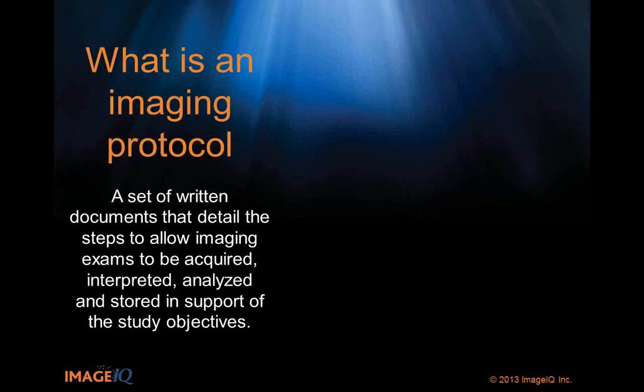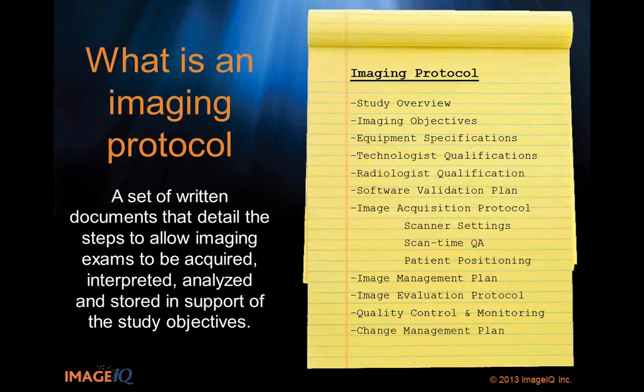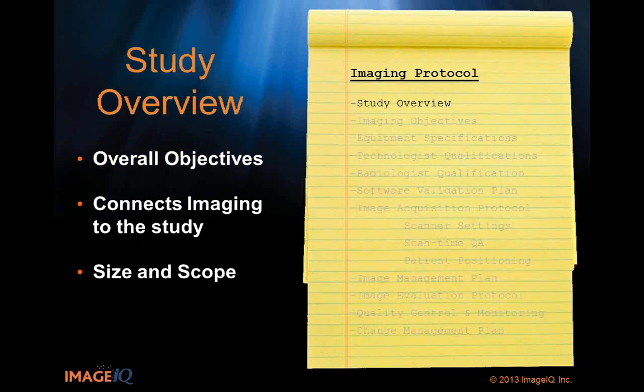If we look at what an imaging protocol is, we start with a set of written documents. We want to detail out the steps to allow our exams to be acquired. That's some of the scanner settings and those things. Interpreted, analyzed, and then stored in support of what the overall study is about. So as we're talking about this set of written documents, we bring out the legal pad and start our kind of checklist here. These are really mimicking the learning objectives that Tim showed you a few slides back. So if you were rushing to jot a few of those down, you're going to see this legal pad many, many times throughout the rest of the presentation. But since this is really just the definition, let's jump to what the study overview is.